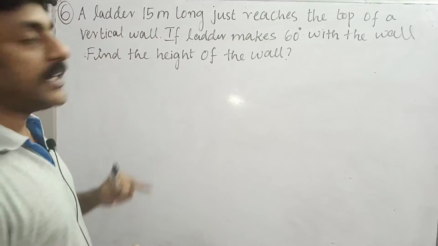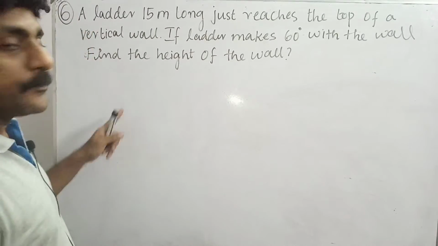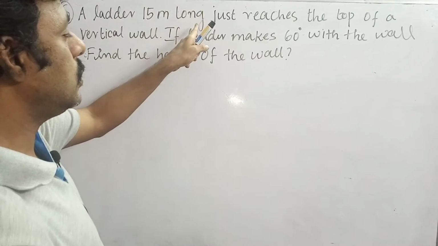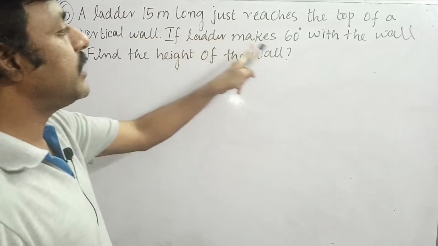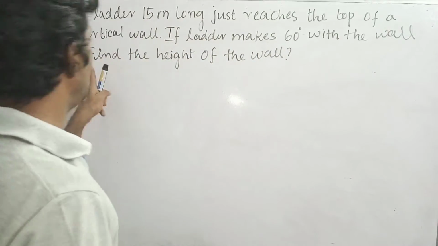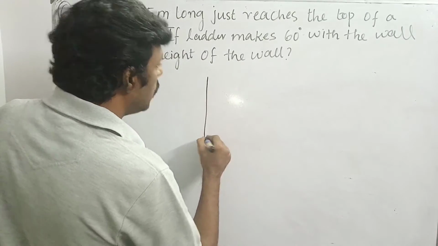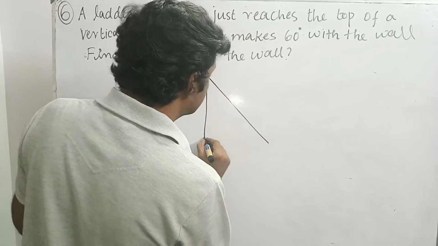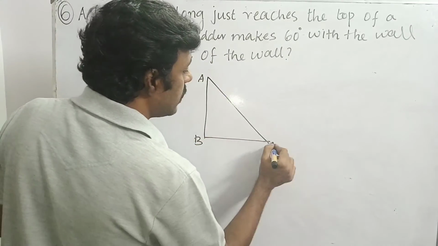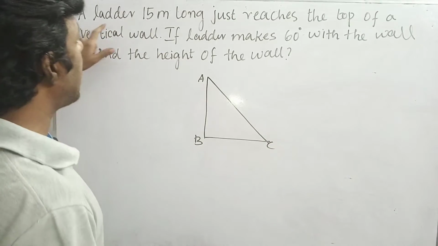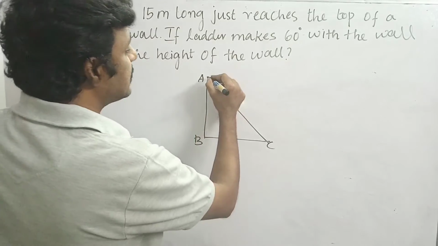So now let us get into problem number 6. Problem number 6 states that a ladder 15 meters long just reaches the top of a vertical wall. If the ladder makes an angle of 60 degrees with the wall, find the height of the wall. So you have a wall, you also have a ladder, and this is the ground level. Let us assume that ABC is the right angle triangle.